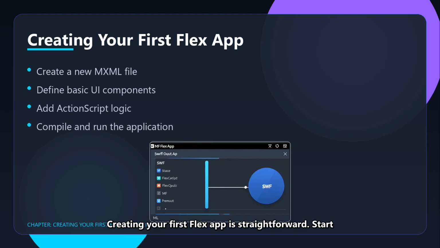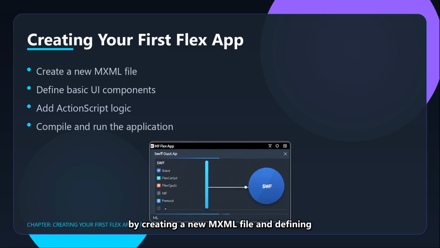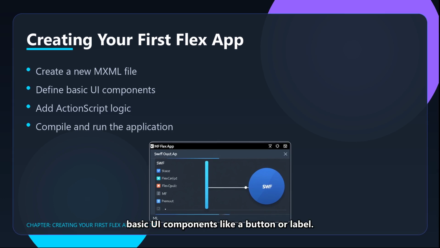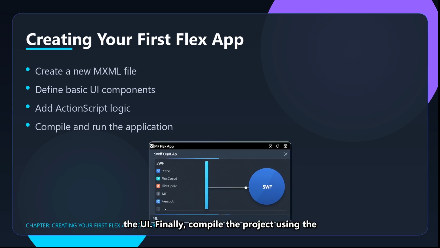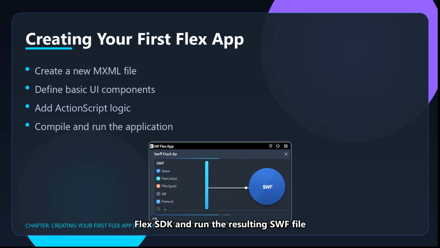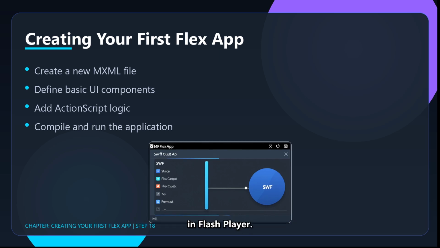Creating your first Flex app is straightforward. Start by creating a new MXML file and defining basic UI components like a button or label. Add ActionScript logic to handle events or update the UI. Finally, compile the project using the Flex SDK and run the resulting SWF file in Flash Player.